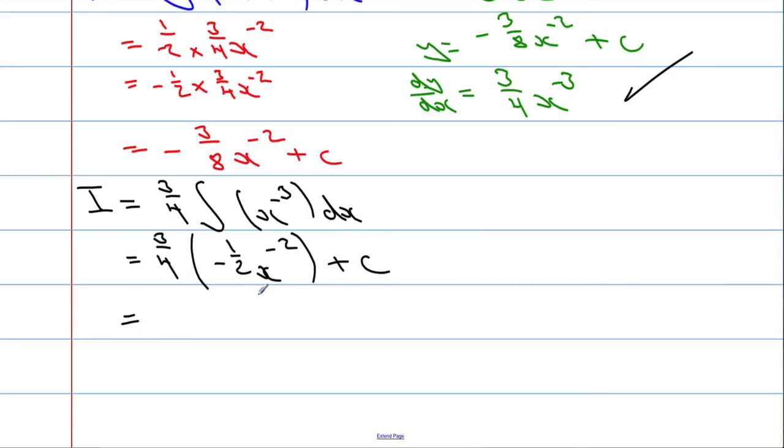So now I can multiply this in. In fact, to be more accurate here, I should include the c inside. Now multiplying 3/4 in, we get negative 3 over 8 x to the negative 2 plus, well, 3/4 of some constant. And 3/4 of some constant is just some constant, some number. So it's the same thing.